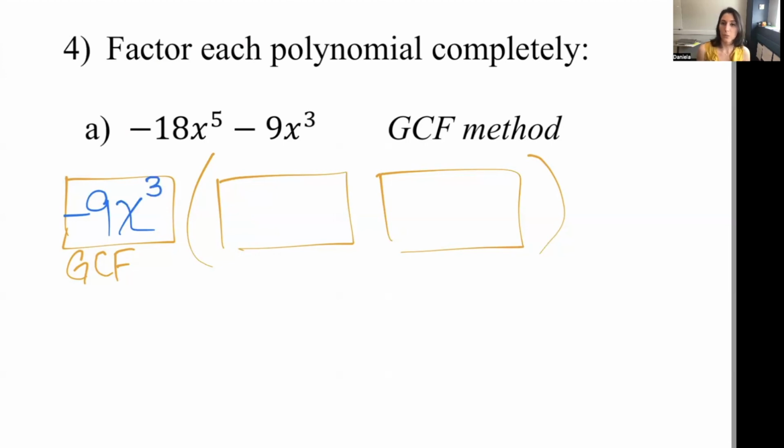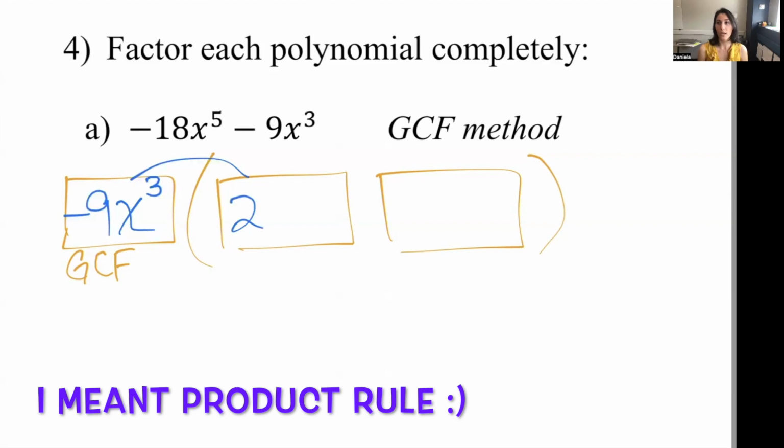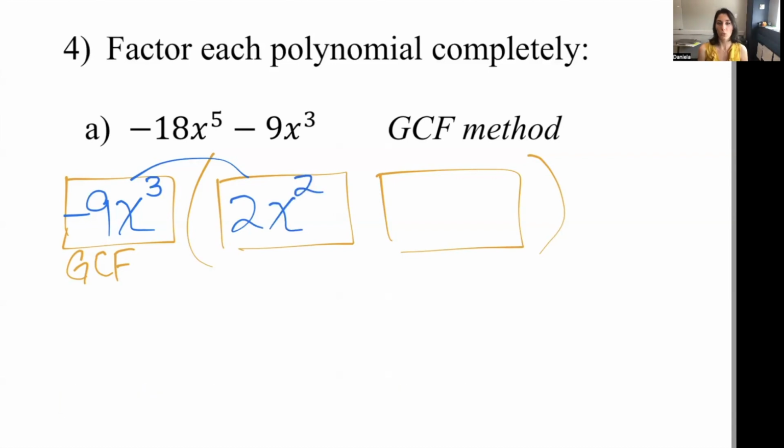So the GCF is pretty much the distributive property, but in reverse. So you're asking yourself, negative 9x to the third times what gives me negative 18x to the fifth? Well, I know a negative times a positive gives me a negative. So negative 9 times positive 2 gives me negative 18. And then remember, this is the power rule. X to the third times what gives me x to the fifth? And the power rule says that we need to add exponents, right? So 3 plus 2 would give me 5.